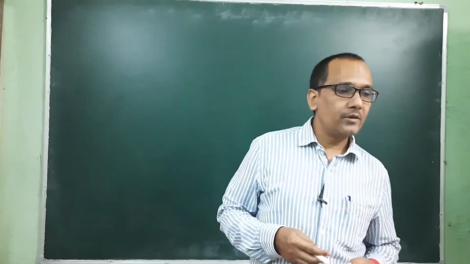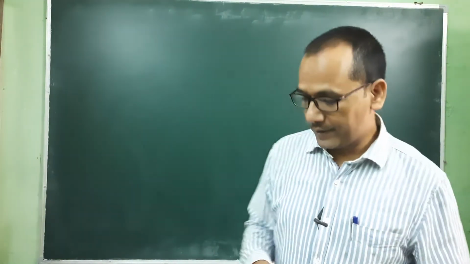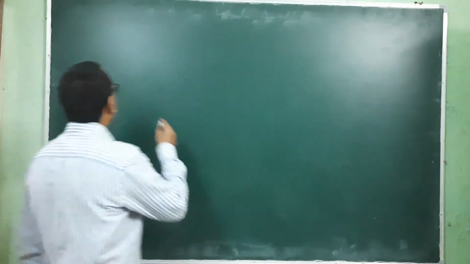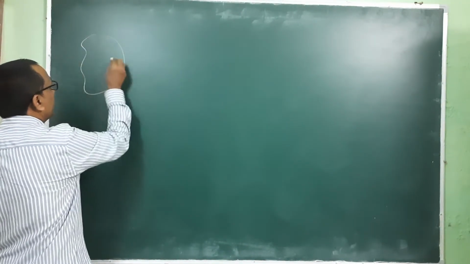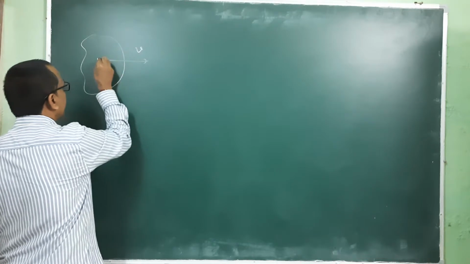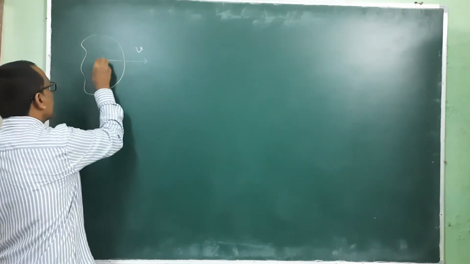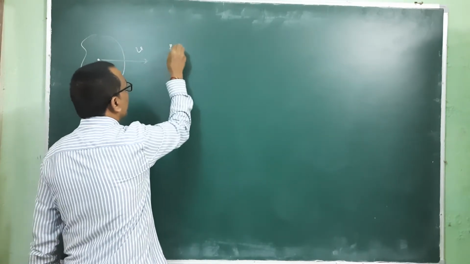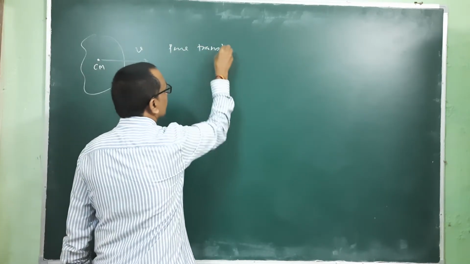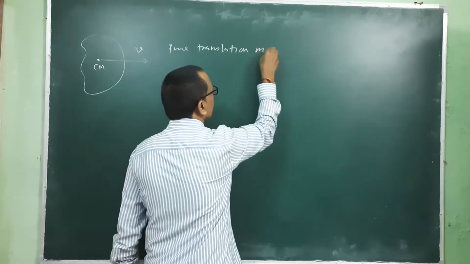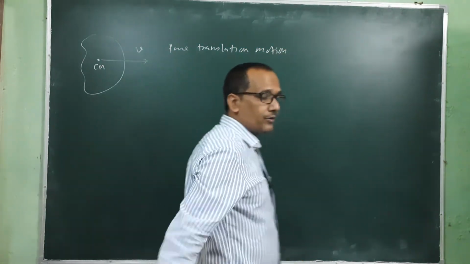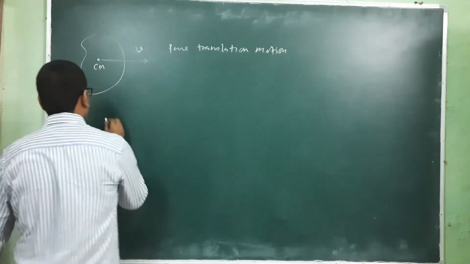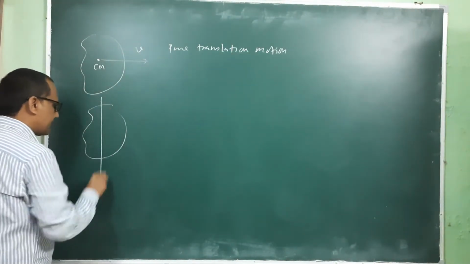So we are discussing the motion of a rigid body. In the motion of a rigid body, we have a rigid body moving with constant velocity, and that is actually the motion of the center of mass. This is a pure translation motion, in which we can use the three equations of motion.